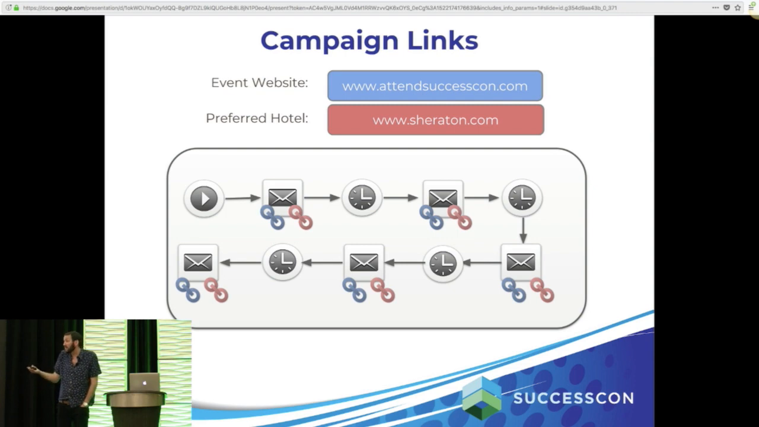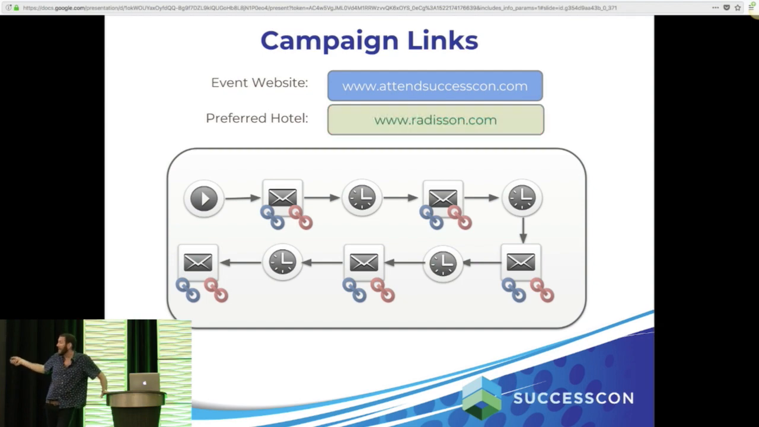So I need to default to a different hotel. So in each of these emails, counting down to the event, you can see there's a link to the website, and then there's a link to the Sheraton. Well, if the Sheraton sells out, what I can do is switch that link to the Radisson or whatever hotel, and automatically every email that was linking to that campaign link has now been updated.